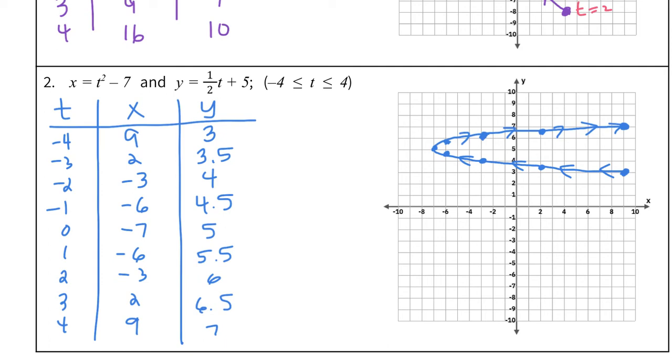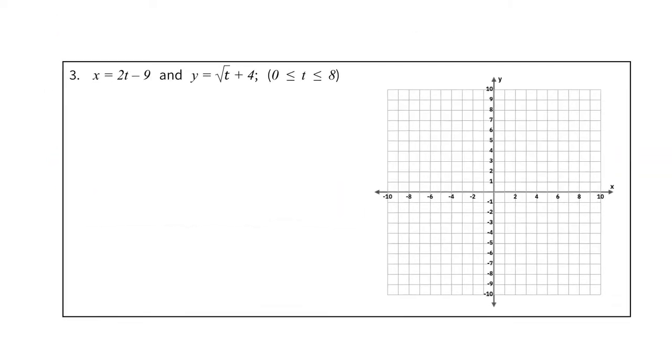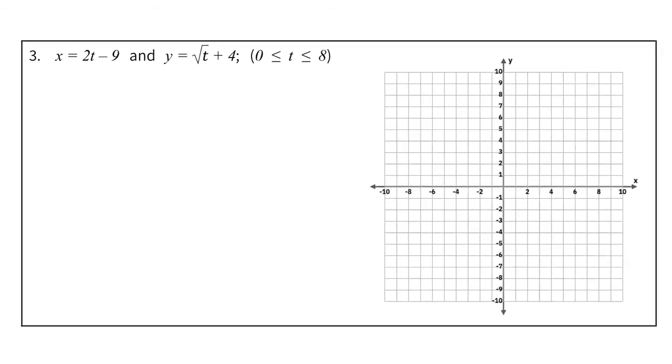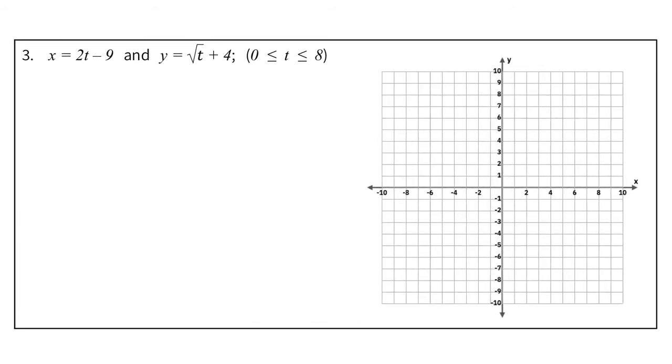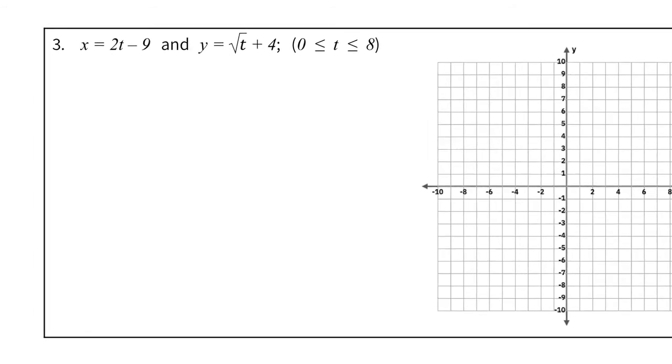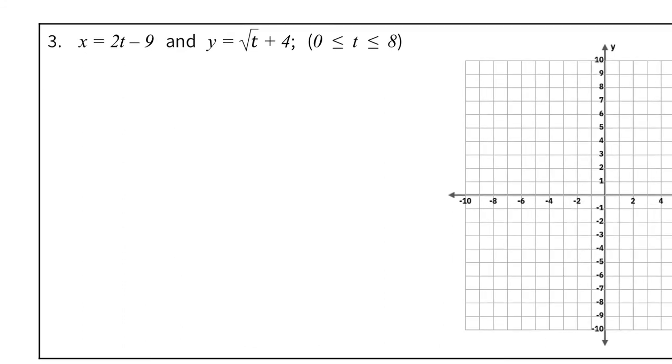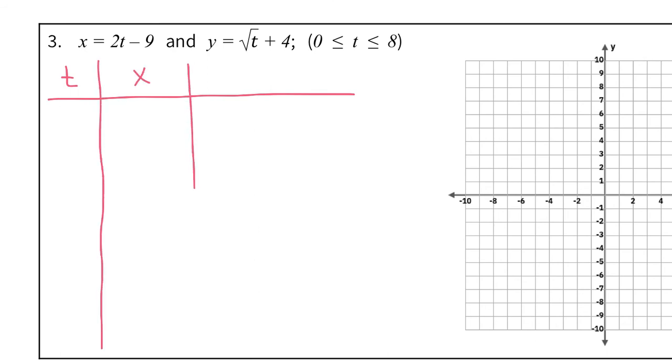All right, and one last example. X is equal to 2t minus 9, and y is equal to the square root of t plus 4. Now our interval is going to be from 0 to 8. So again, with our 3 columns, we want t, x, y.